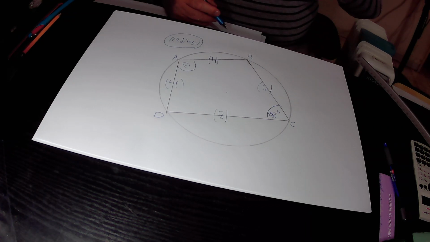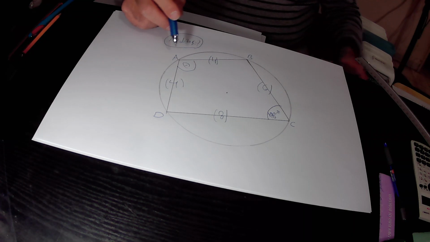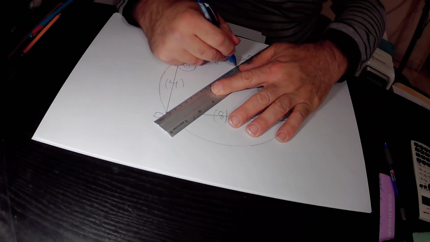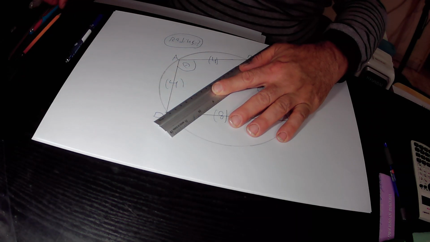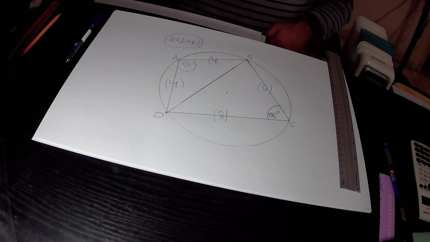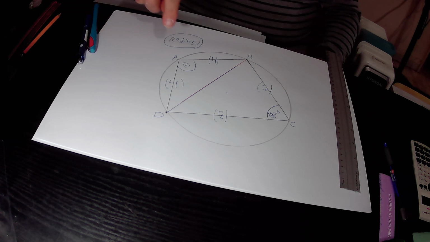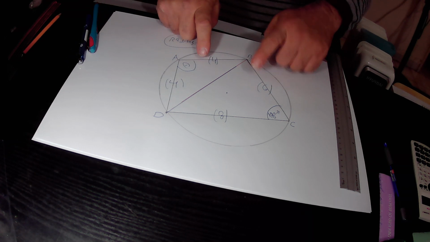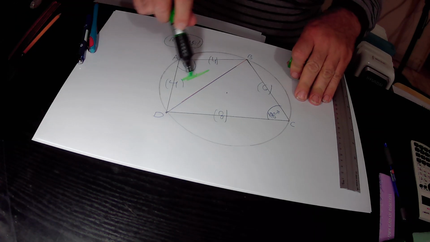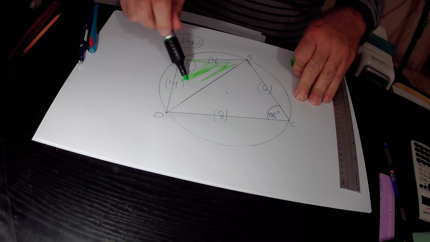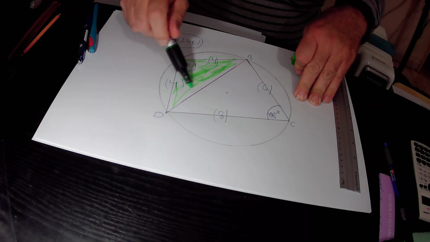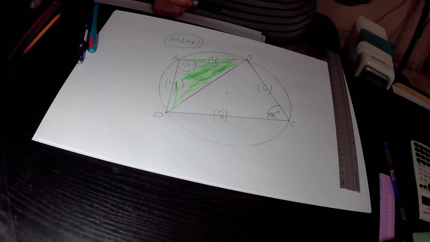So, in the next step, we will join points B and D together by a straight line. By joining points B and D, we divided this quadrilateral ABCD into two triangles. We have the upper triangle ABD, and this is the lower triangle BCD.